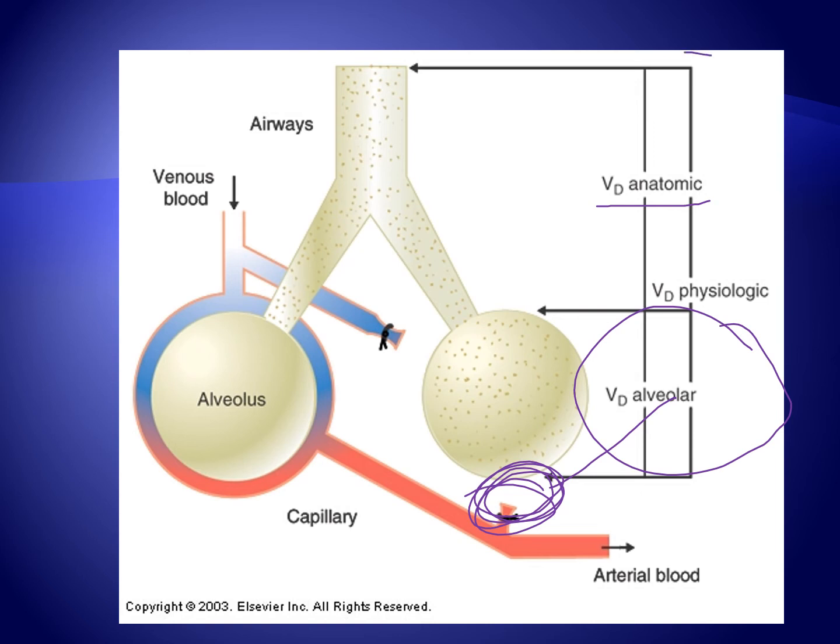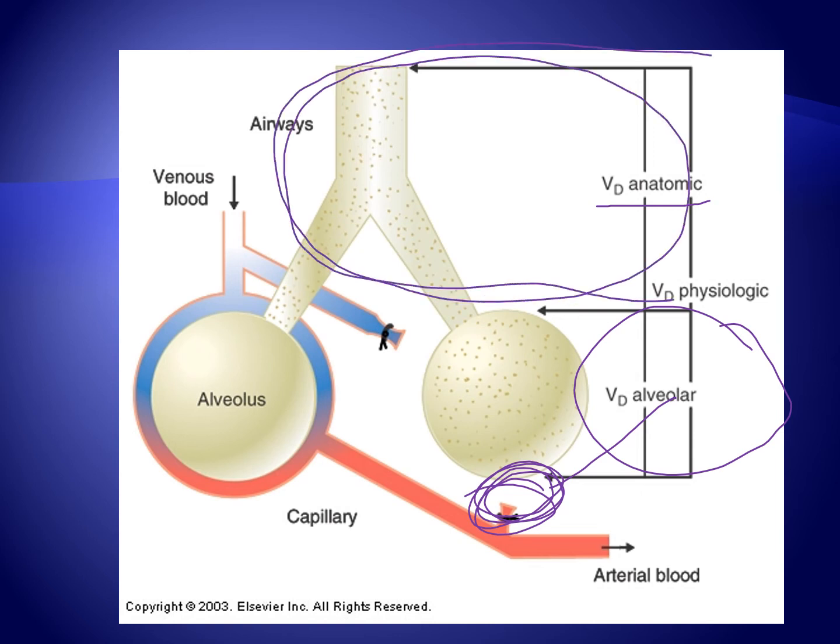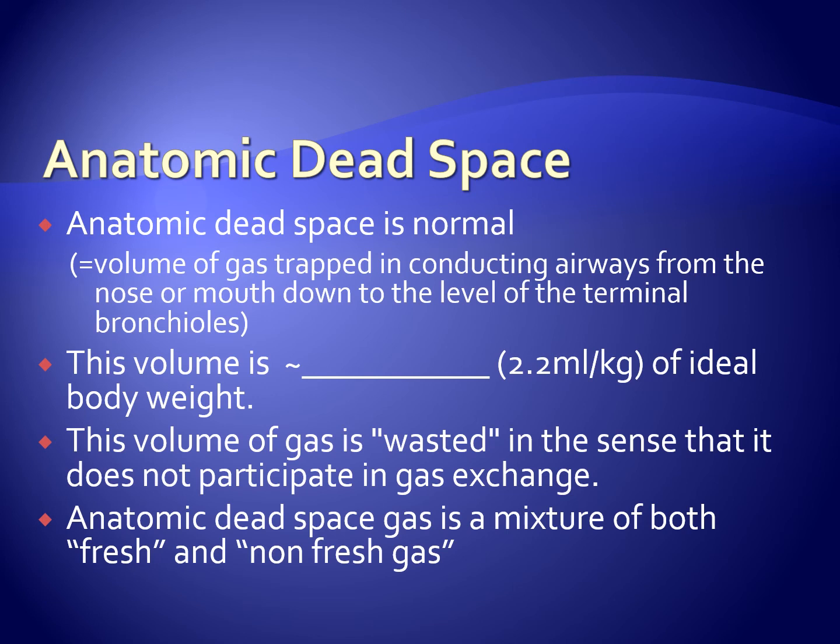Anatomic dead space is something you normally have, right? With your trachea, your main stem bronchi. There's just no gas exchange going on here. There's ventilation. There's gas moving up and down, but there's just no exchange of CO2 and O2. So anatomic dead space is normal, right? That's how much is in your conducting airways.